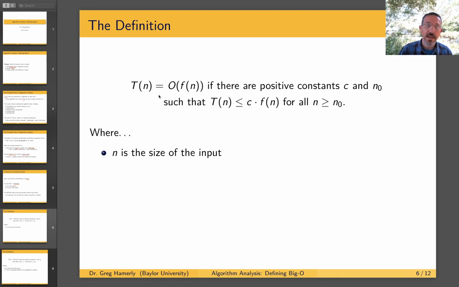T of n equals big O of f of n if there are positive constants c and n naught such that T of n is less than or equal to c times f of n for all n greater than or equal to n naught.